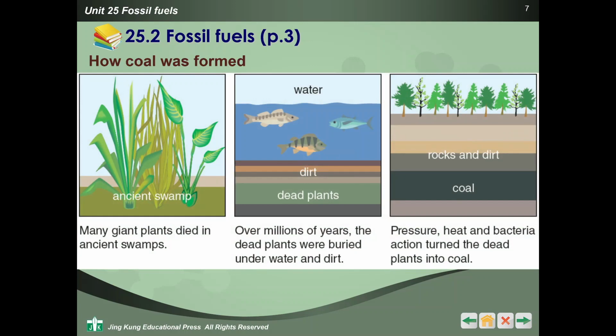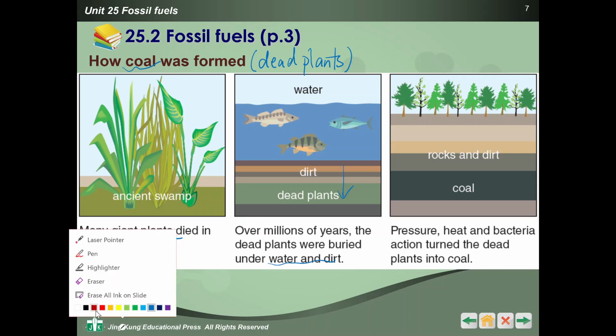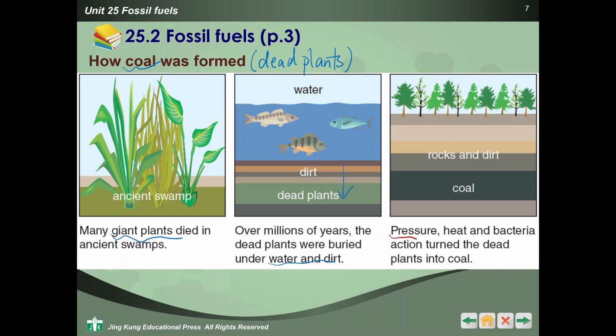Let's imagine you have coal here, and we learned that coal comes from dead plants. Imagine that millions and billions of years ago, there were giant plants that died in ancient swamps. Over millions of years, the dead plants were buried under water and dirt, so they sink to the bottom. Then, due to three factors, one, high pressure, two, high heat, and three, bacterial action, with this process taking millions and millions of years, eventually the dead plants would turn into coal.